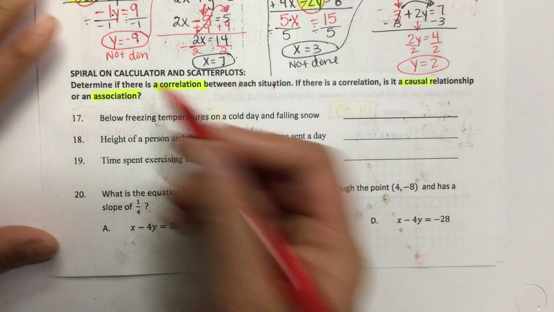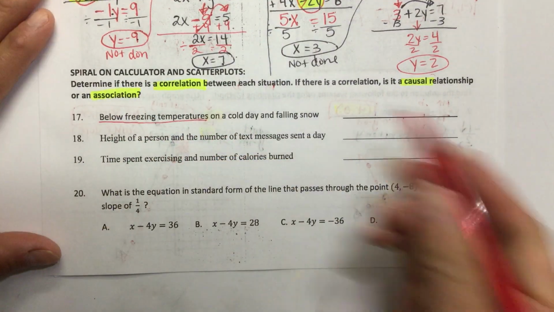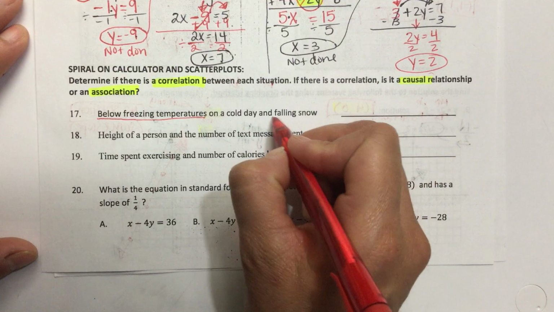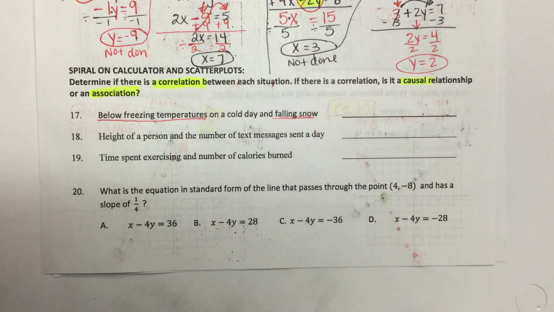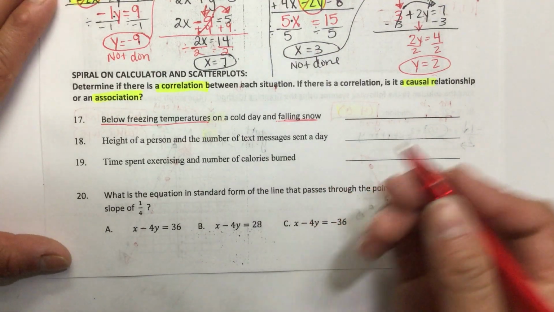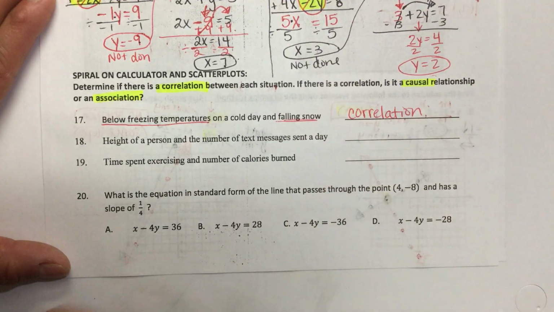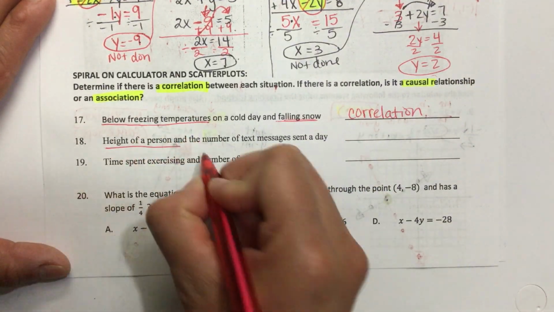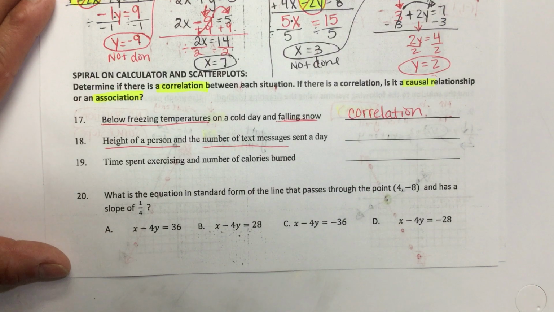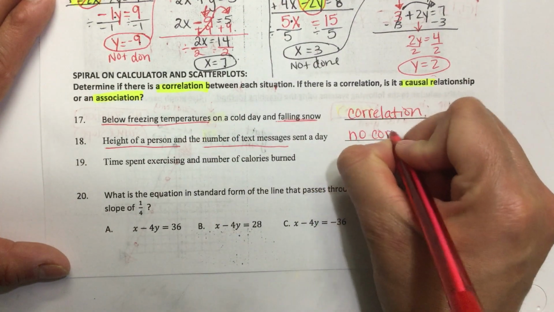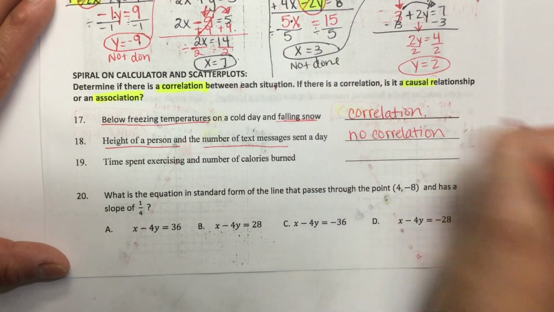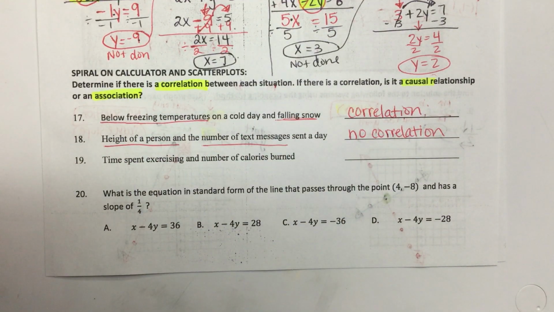In this situation, if your temperatures are decreasing and the snowfall, there may just be a correlation between them. It doesn't mean that the freezing temperatures cause the snow. So here, it is just a correlation. 18, height of a person and number of text messages sent a day. Here, there would be no correlation between the two. It's just like your shoe size and your test score, or your hair color and your test score.